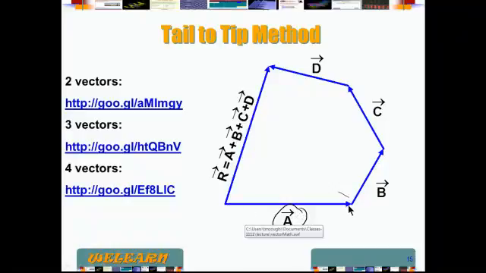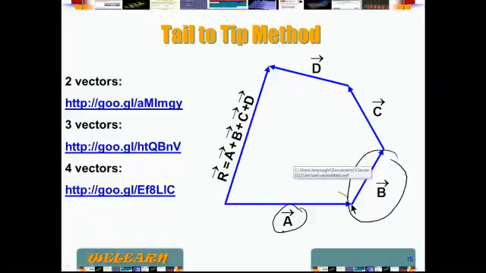Once we draw vector A, at the tip of A, we draw vector B. It's important: at the tip of A, we draw vector B. Now, the order is not really important. We could have started with B and then gone to A. But anyway, the method is, at the tip of one, you place the tail of the next one.